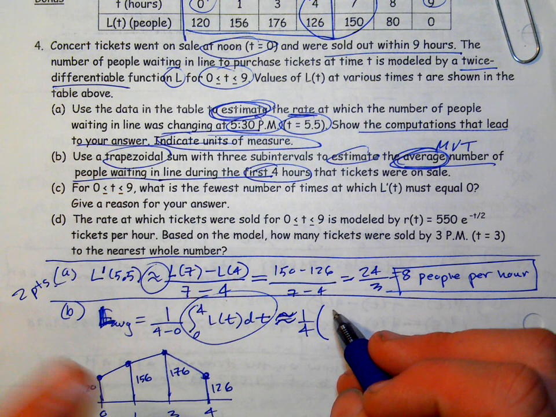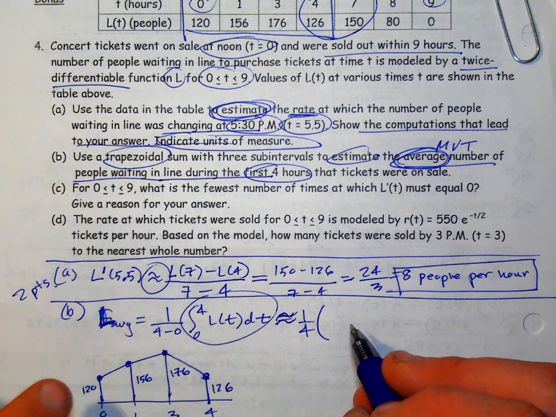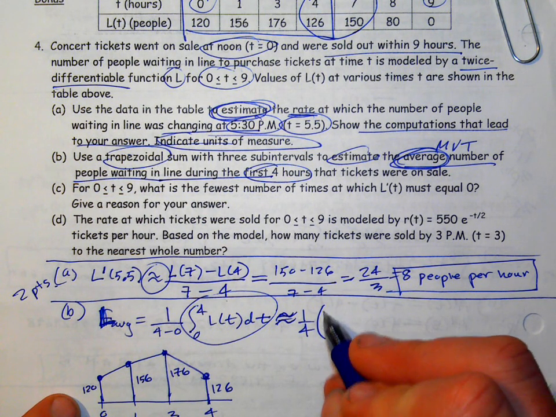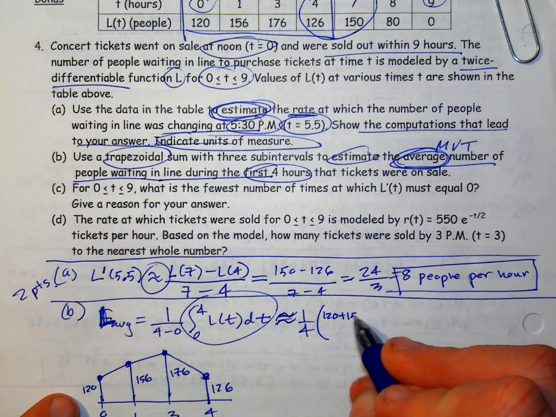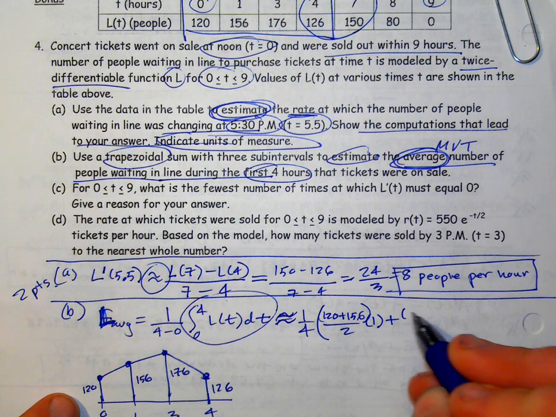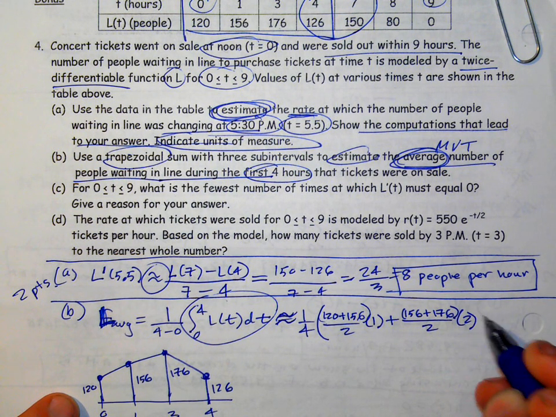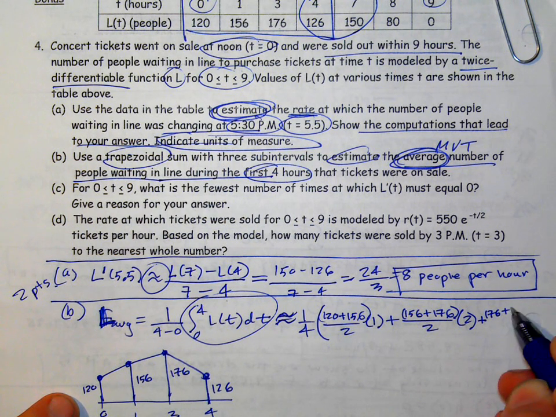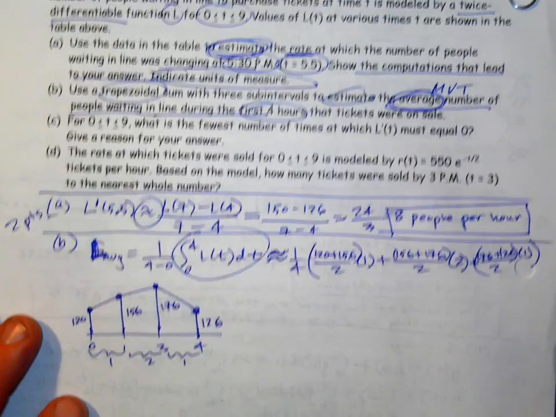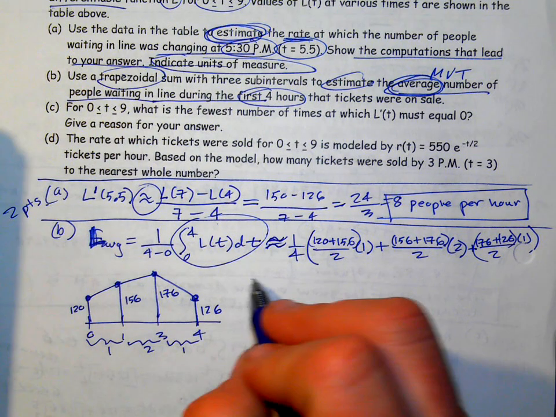And so the area of a trapezoid is the average of the bases times the height. It's like the area of a rectangle, base times height, but there's two bases, so you average them. Average of the base is 120 plus 156 over 2 times the height plus 156 plus 176 over 2 times the height plus 176 plus 126 over 2 times the height. So you want to show that you're doing trapezoids. The picture isn't going to give you any points, but you need to show that you're doing the area of trapezoid.